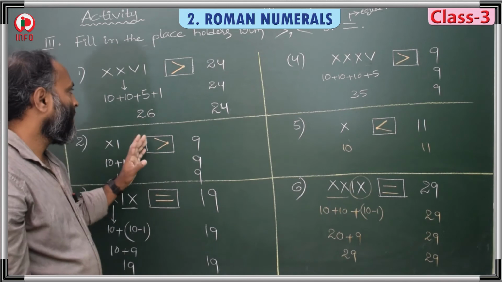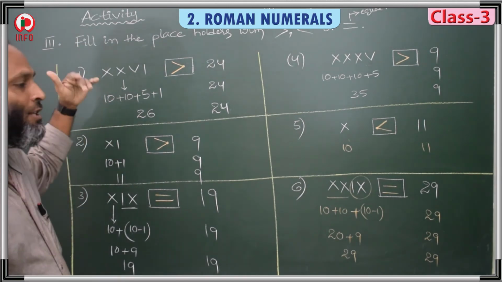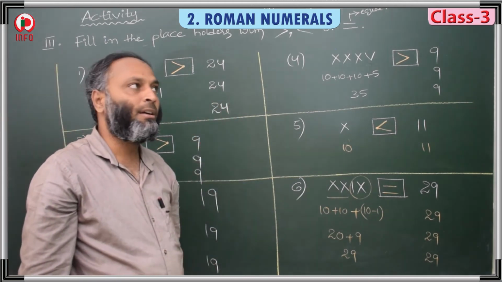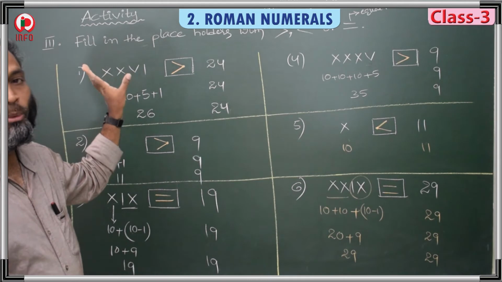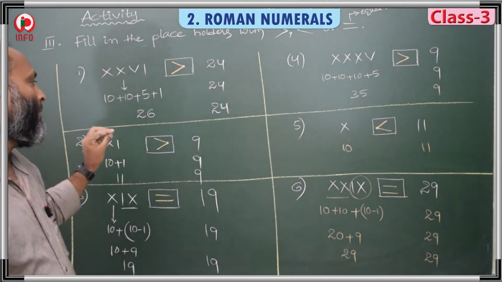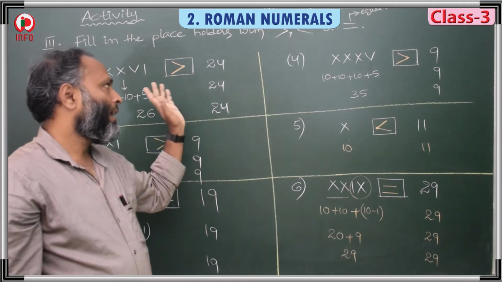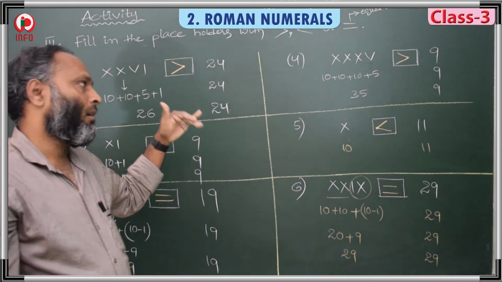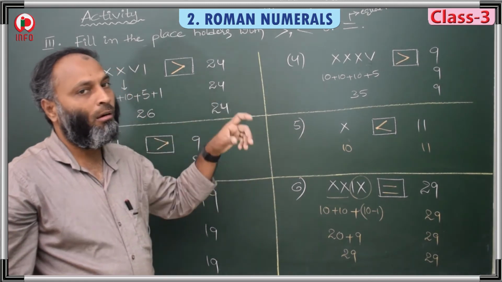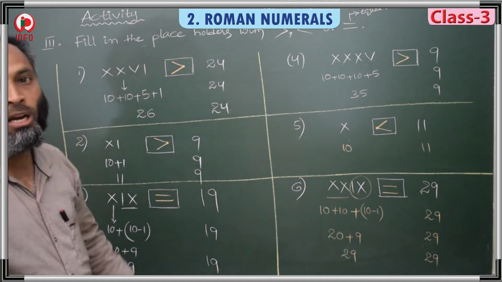So in this format, we have to decide which one is smaller and which one is bigger. First we have to convert the given Roman numerals into Hindu-Arabic numerals, and after that we have to decide which symbol will come in the holder, either greater than, less than, or equal to. According to that symbol we have to keep it in our holder.